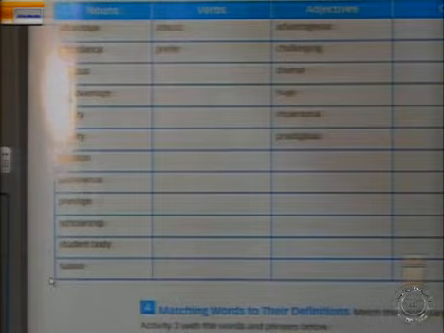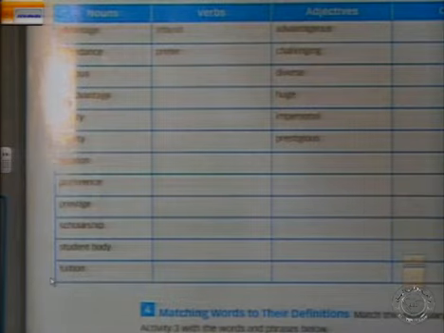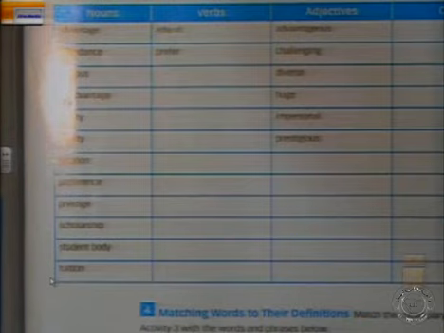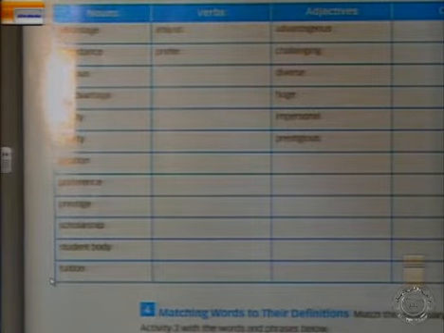Okay. Now we start with the nouns. We will explain all the nouns to you. The first noun is advantage, which means a good thing or a positive thing. The second noun is attendance. Attendance means being present in or going to. The third noun is the campus. The campus is all the buildings which are inside the university, okay?